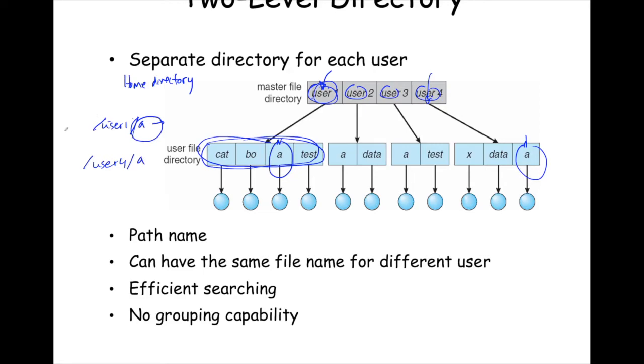But now you notice, because they exist in different directories, these paths to get to those files are different, and therefore we include the notion of a path, that set of directories you traverse in order to get to the file, in the name of that file. And so this first version of A isn't just A, it's user 1 A inside user 1 directory, and user 4 A, that A inside of user 4 directory. And so in doing so, with this two-level directory structure, you introduce the idea of path names, and you can have the same file name for different users. This makes it easier to search because you can begin at different places in the directory, but it doesn't give you grouping capability universally across your system.